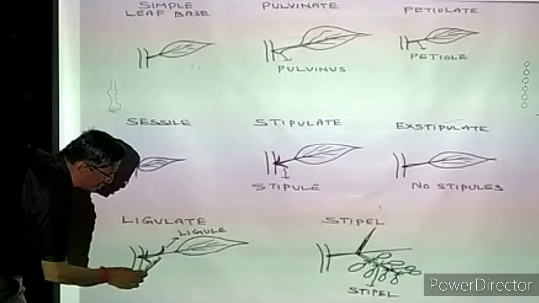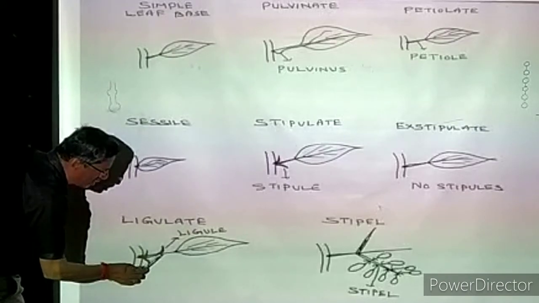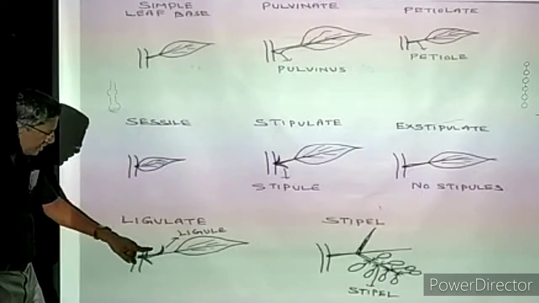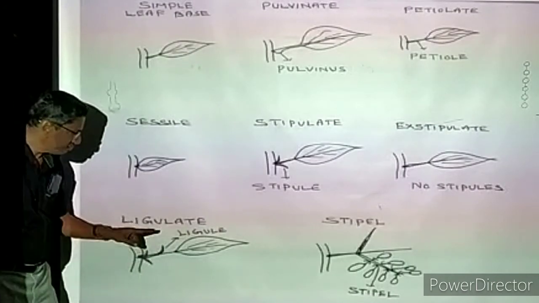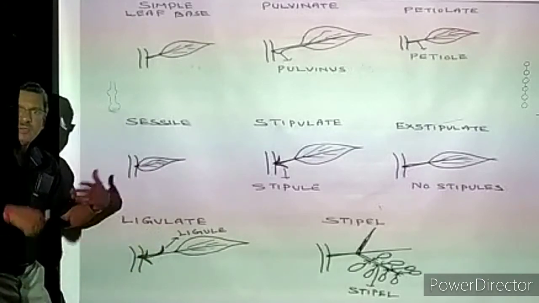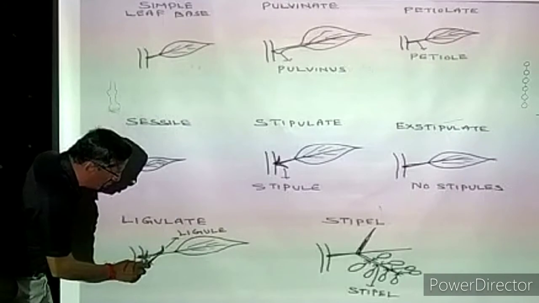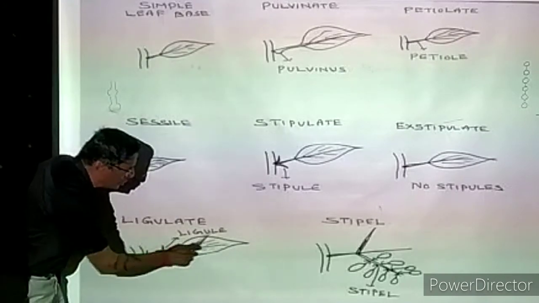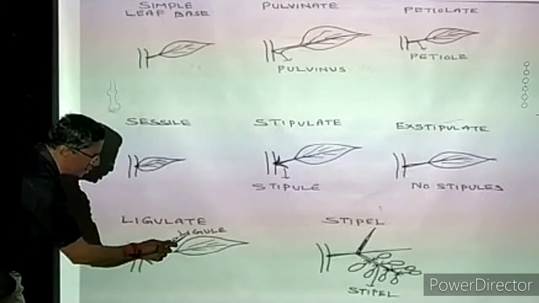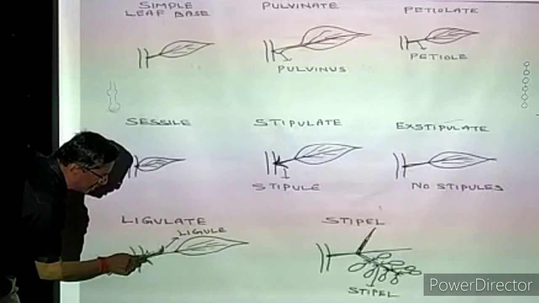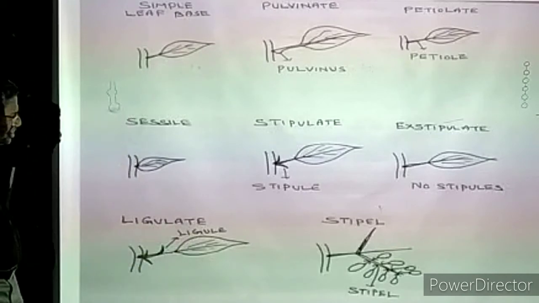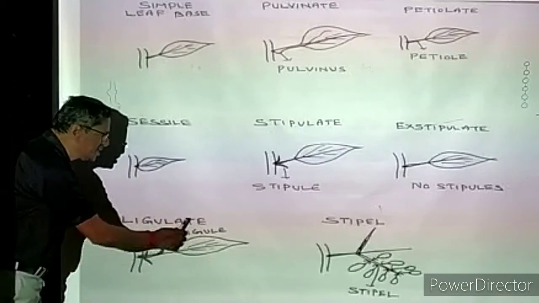But on the petiole, anywhere, it can be here or here or here, one more single flattened leaf-like structure will be present. It may be present on any region of the petiole. This small leaf-like structure is called a ligule. It is rarely seen in some plants. If the leaf is having a ligule on the petiole, then it is called a ligulate leaf.